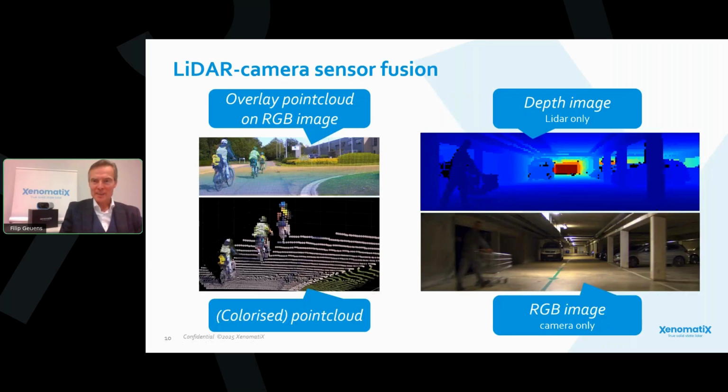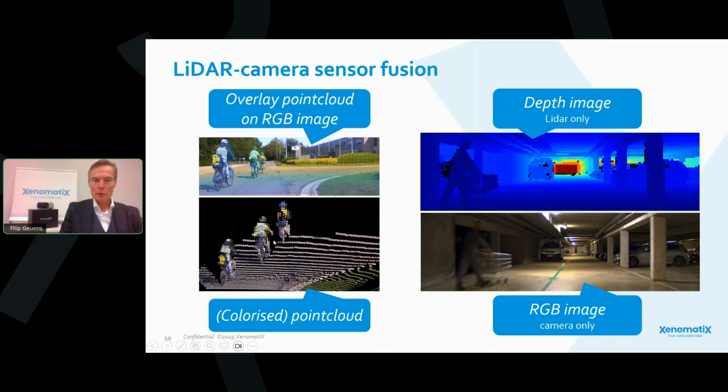LiDAR and camera sensor fusion gives a lot of possibilities for using and combining the data. Xavia gives you very rich data, and here are different ways of outputs and how to use that output. In the upper left corner, you see an overlay between a color image and the point cloud. The small colored dots are points from the point cloud with color proportional to distance. We have alignment between both, so we have a perfect overlay. You can use the combined data set for your analysis of the scene.